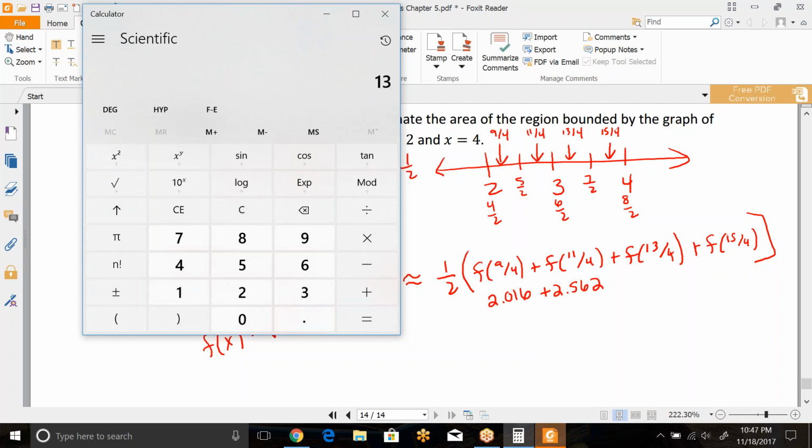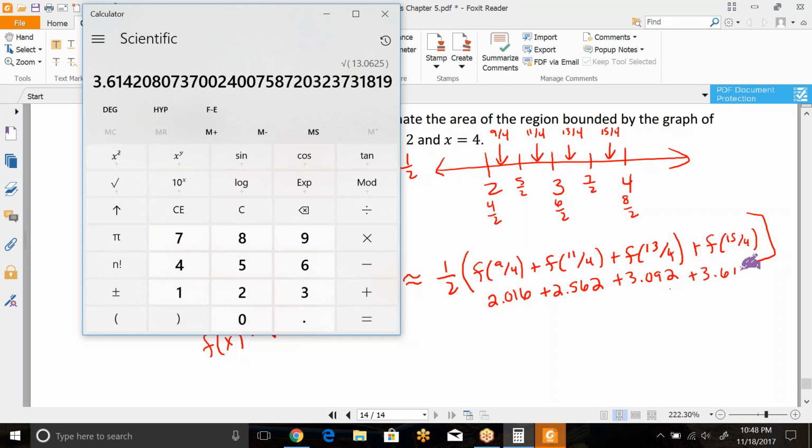Then we'll have 13 divided by 4, squared, minus 1, square root, 3.092. And then 15 divided by 4, square it, minus 1, square root, 3.614. We'll add all those together, and then we're going to cut it in half because of that delta x out front.